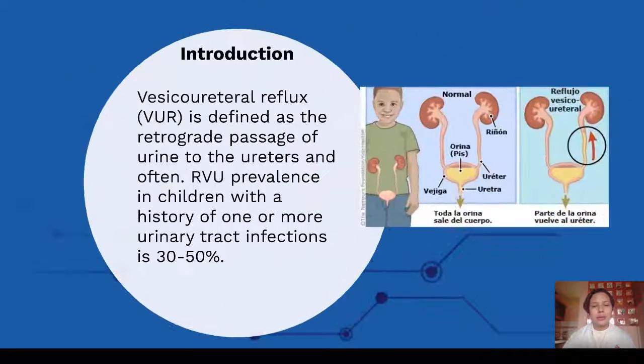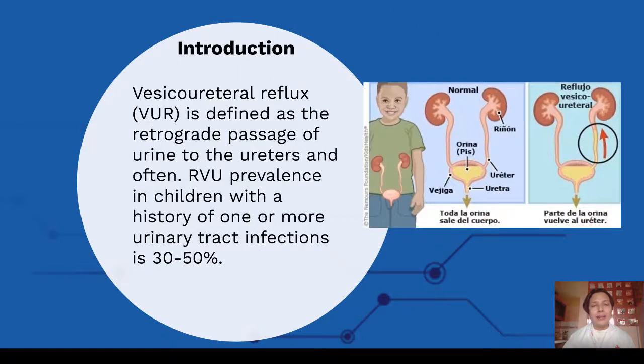Introduction. Vesicoureteral reflux, VUR, is defined as the retrograde passage of urine to the ureters, and VUR prevalence in children with a history of one or more urinary tract infections is between 30 and 50%.